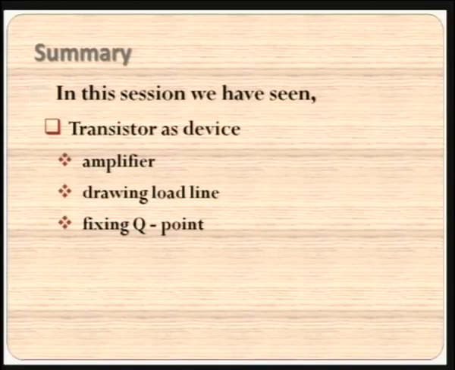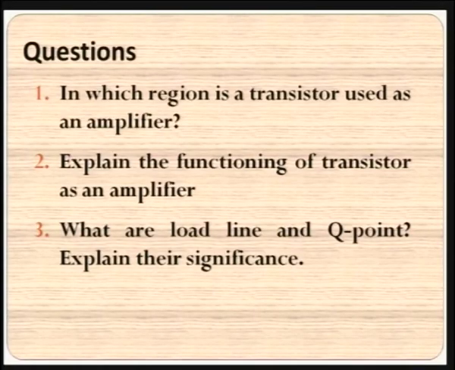Let us have the summary of today's lecture. In this lecture, we have seen the transistor as a device, especially an amplifier, and how to draw a load line and how to fix a Q point. These concepts we have learnt today. Let us test our understanding by answering these questions. In which region is a transistor used as an amplifier? Explain the functioning of a transistor as an amplifier. What are the load line and Q point? Explain their significance. With this, I wind up today's lecture.